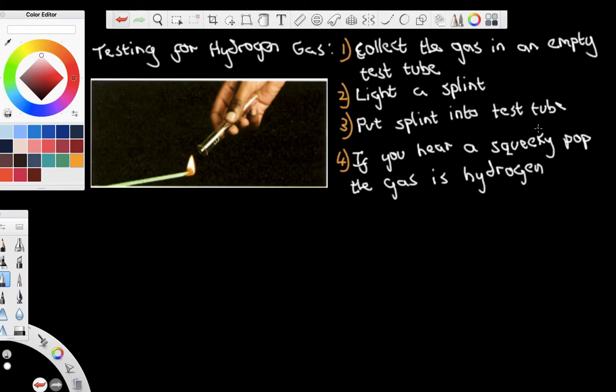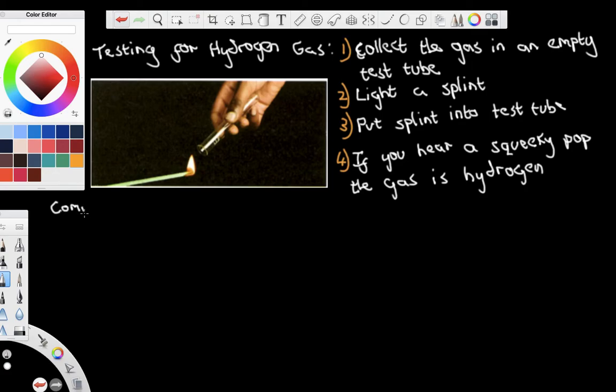So if we are reacting our magnesium strip with hydrochloric acid and we want to make sure that the bubbles produced are hydrogen, we could get an empty test tube, collect the gas, light a splint, put the lit splint into the test tube, and if there is a boop like that, boop, then the gas is hydrogen. Okay? The final thing we need to do, I would like you to write the subheading again, please.